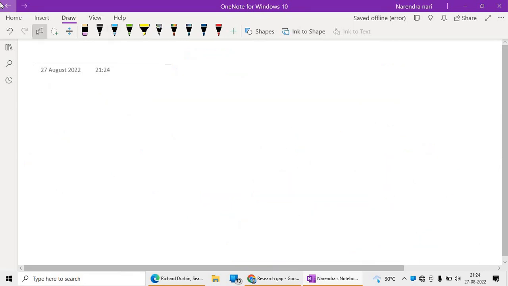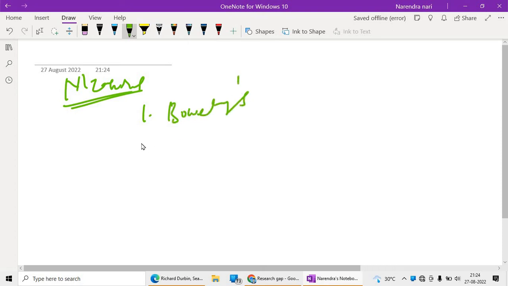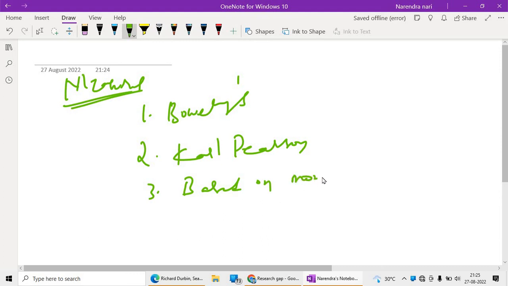So next we have measures. Mainly we have three measures. One is Bowley's, number two is Karl Pearson, and number three is based on moments. So formulas are important. You just remember the formula, and in the problems we can do this.